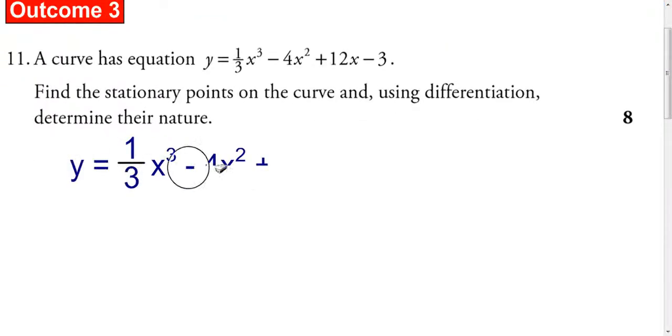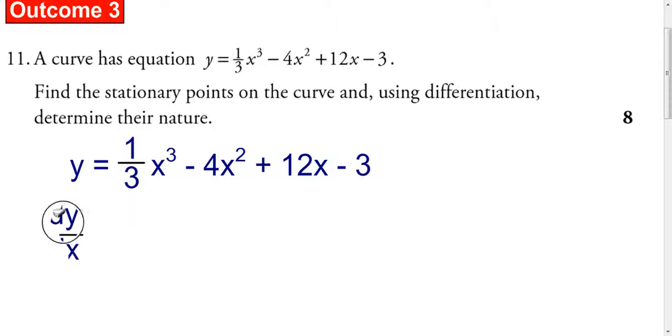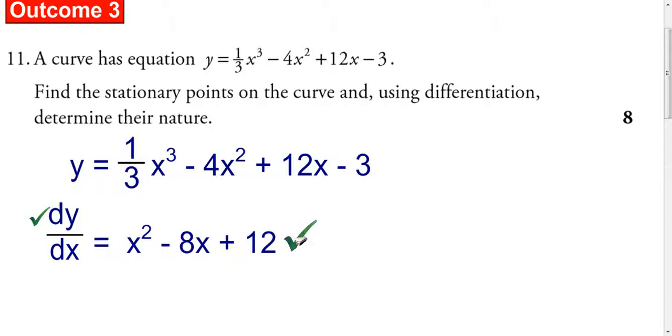Okay, so first thing we want to do here is differentiate this function. Rules of differentiation: differentiate each different part, multiply down by the power and reduce it by 1. You get a mark for writing dy by dx. Multiply down by 3, which makes 1, and reduce that by 1, that will make x squared. Multiply down by the 2 and reduce by 1, so we'll take away 8x, and differentiate 12x and it goes to 12. And then the negative 3 goes to 0, so we don't put that in. So we've got 2 marks already just for differentiating this function.